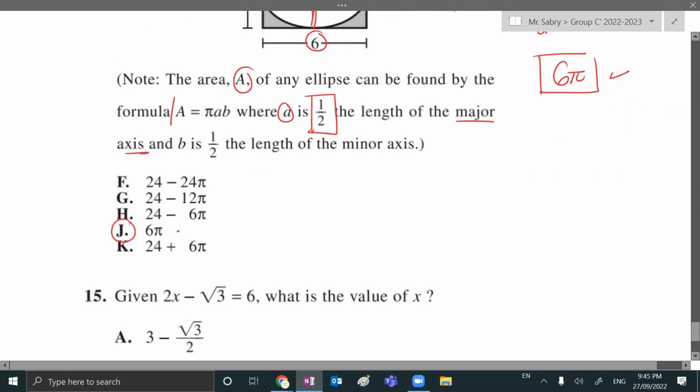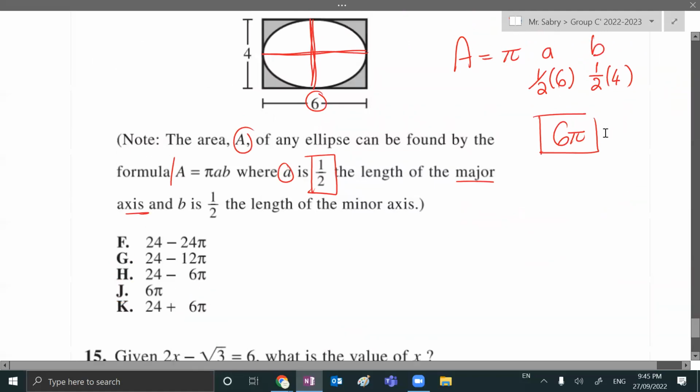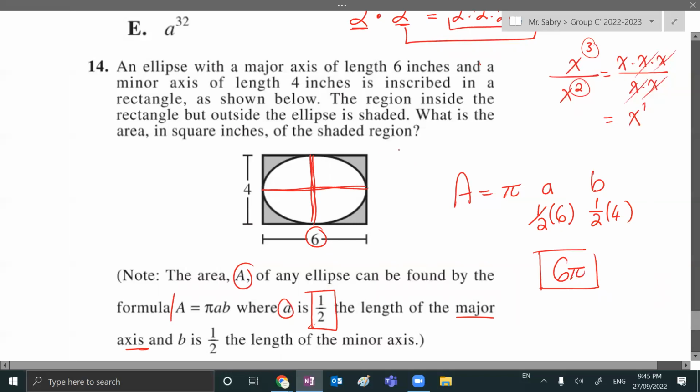So the answer is just J. No, I'm sorry. Wait. J is just the area of the ellipse, the white part. They actually asked for the area of the shaded region, which is these parts. And we explained before, whenever we want the area of a shaded region, this means we get the area of the bigger shape minus the smaller shape.